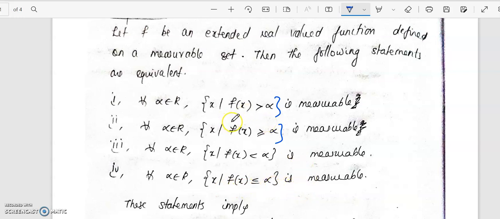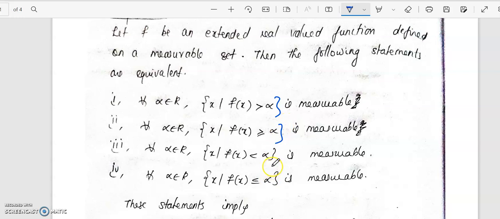So if one of the sets is measurable, so we are having set of all x such that it satisfies one of this condition. f x greater than alpha ആവാം, greater than or equal to alpha ആവാം, അതുപോലെ f x less than alpha ആവാം, less than or equal to alpha ആവാം. So if one of the sets is measurable, we can say that the given function f is measurable. ഇനി ഈ 4 കണ്ടീഷൻസും ഇക്വലന്റ് ആണ്. അതായത് ഏതെങ്കിലും ഒരെണ്ണം ഹോൾഡ് ചെയ്യുകയാണെങ്കിൽ all the remaining statements will hold.